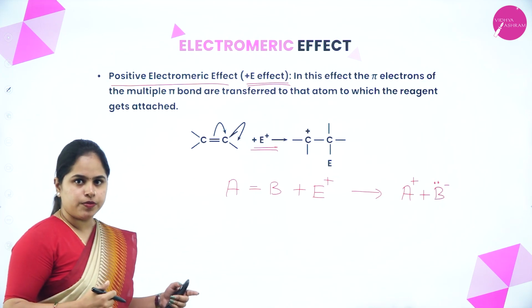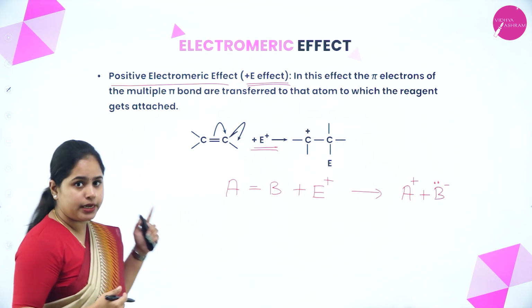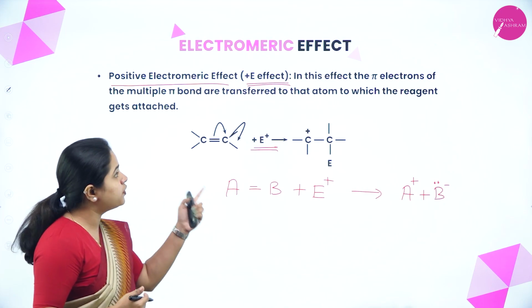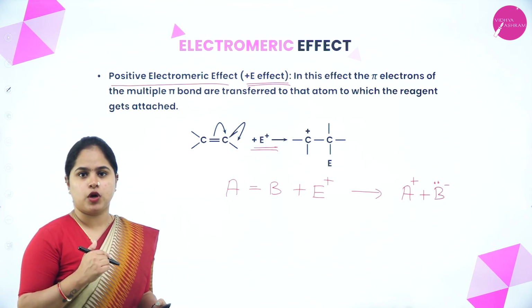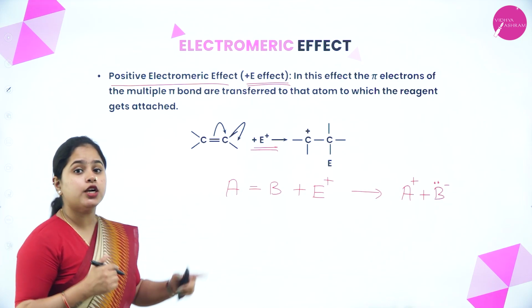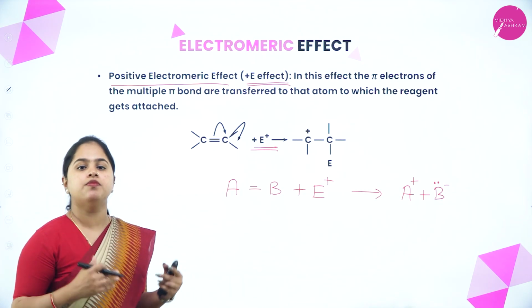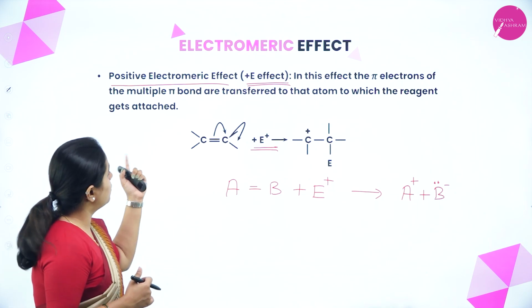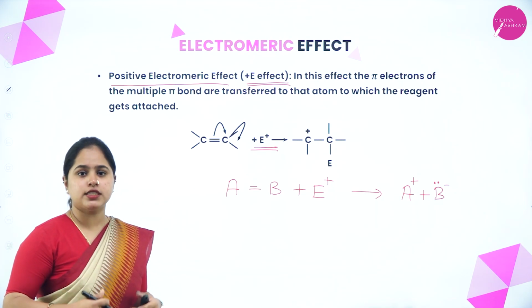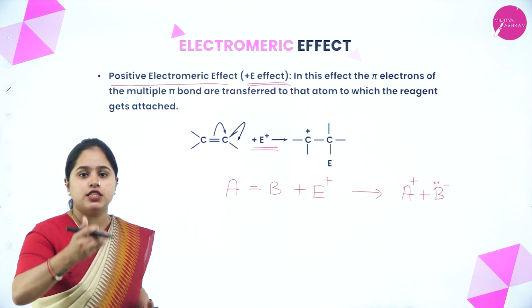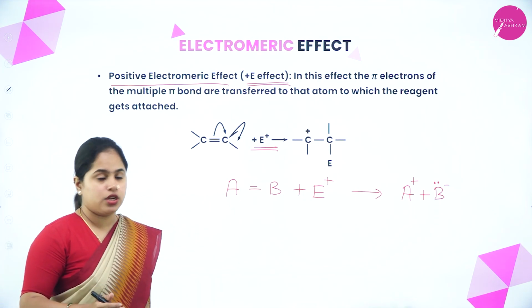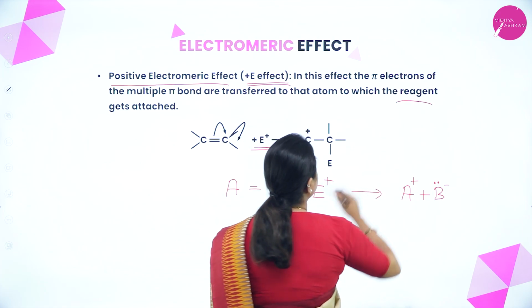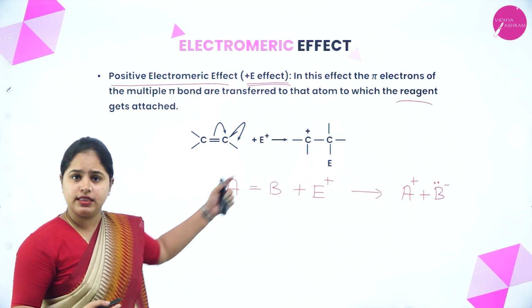In this effect, the pi electrons of the multiple bond are transferred to that atom to which the reagent gets attached. Okay, so to which atom will the pi electrons be transferred? In the positive electromeric effect, the pi electrons will be transferred to the atom to which the reagent gets attached. So what is the reagent here? It is an electrophile, right? So let's take this example.